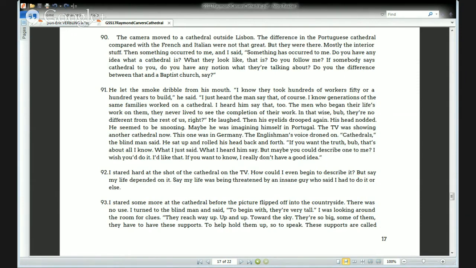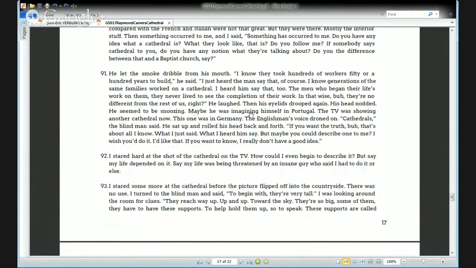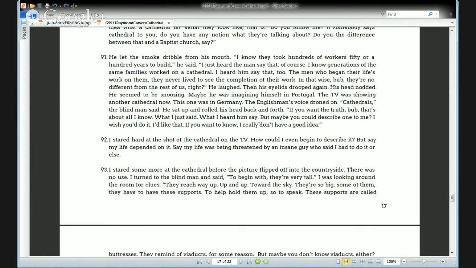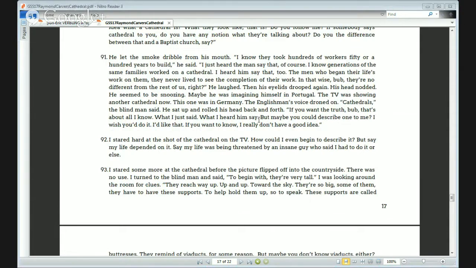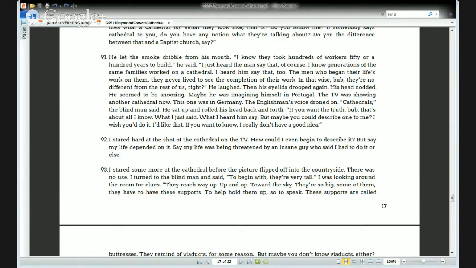Just a minute. Okay. He let smoke dribble from his mouth. I know that they took hundreds of workers 50 or 100 years to build, he said. I just heard the man say that. Of course, I know generations of the same families worked on the cathedral. I heard him say that too. The men who began their life's work on them never lived to see the completion of their work. In that way, Bob, they are no different from the rest of us, right?